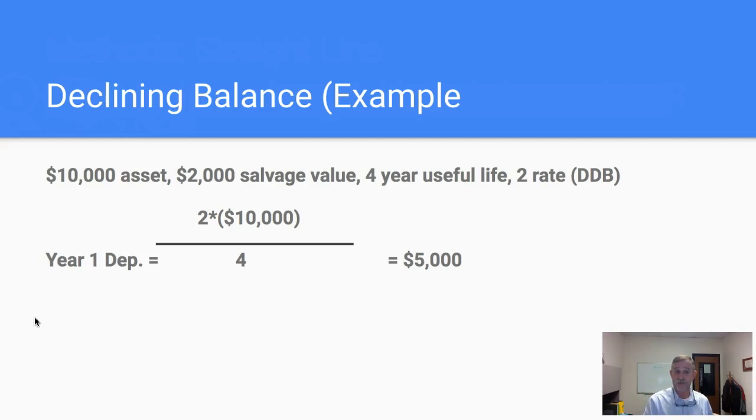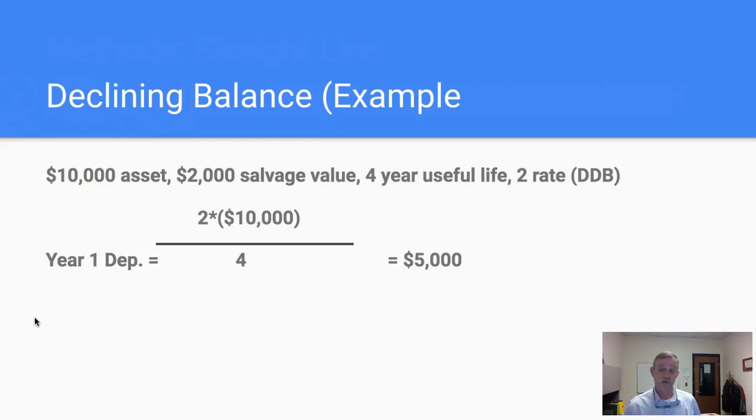If you have an asset of $10,000, that's what you purchased it for. You have a nice even number of $2,000 as the salvage value established in the beginning of the life of that particular asset, and you have said that it has a useful life in your business of 4 years, and you want to use a rate, a double declining balance of 2. This is how you calculate it. The first year, you would actually have a $5,000 depreciation on that particular item.